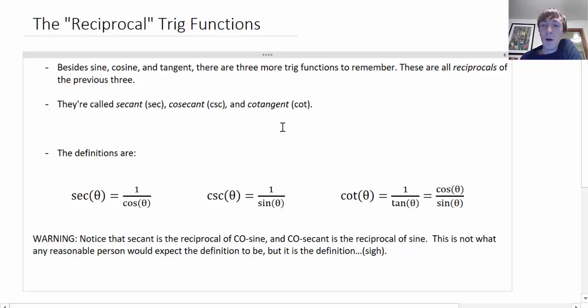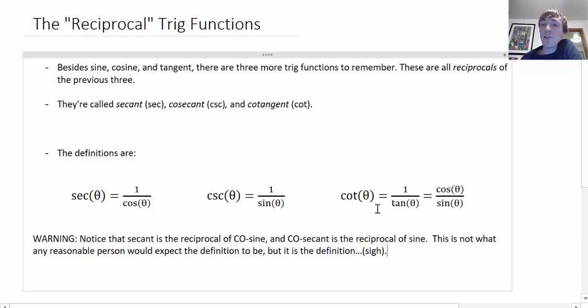Okay, so like I said, they're all reciprocals of the previous ones, but in a kind of funny way, so make sure you write down these definitions. Secant of theta is 1 divided by cosine of theta. Cosecant of theta equals 1 divided by sine of theta, and cotangent of theta is 1 divided by tangent of theta.